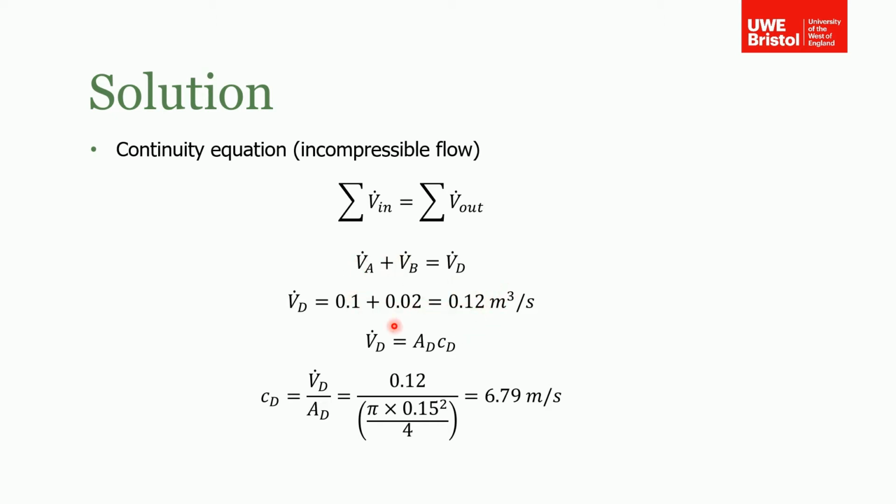Okay, and we know that the volumetric flow rate that's coming out is equal to the area times the velocity in the pipe. And we know the area of the pipe because we're given its diameter. So if we work out the area of that pipe and divide the volumetric flow rate by that, we get the velocity in pipe D, which is 6.79 meters per second.